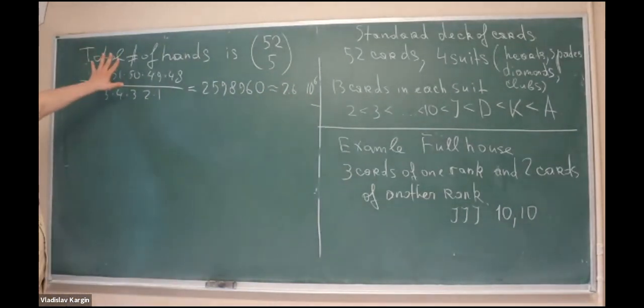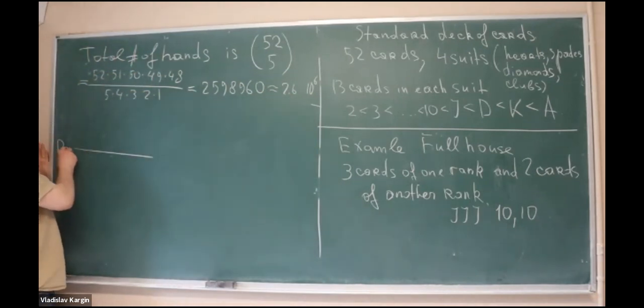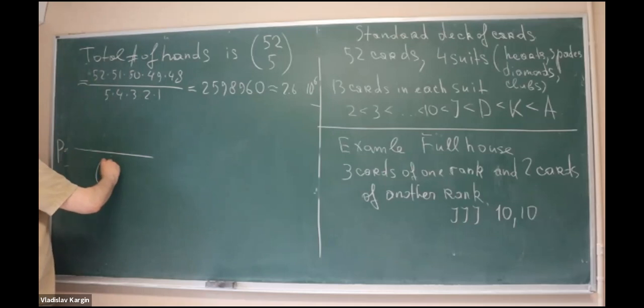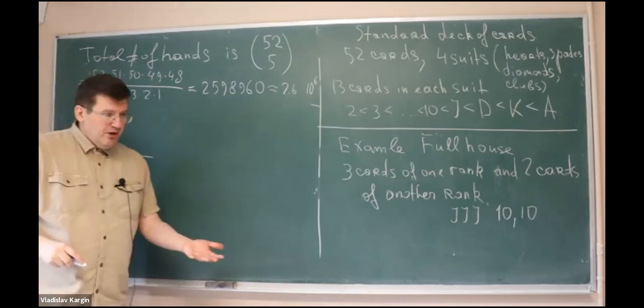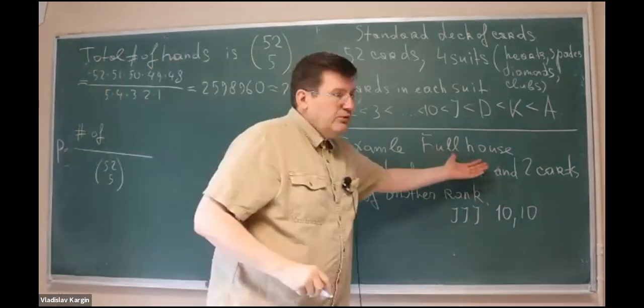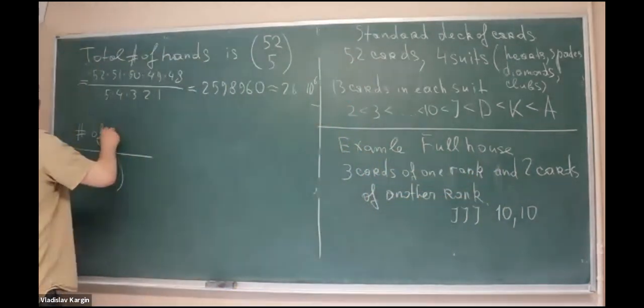And so now this is something which will be the denominator of ours. So our probability would be this number, 52 choose 5, in the denominator, and in the numerator we'll need to figure out the number of possible full houses, hands which are full houses.